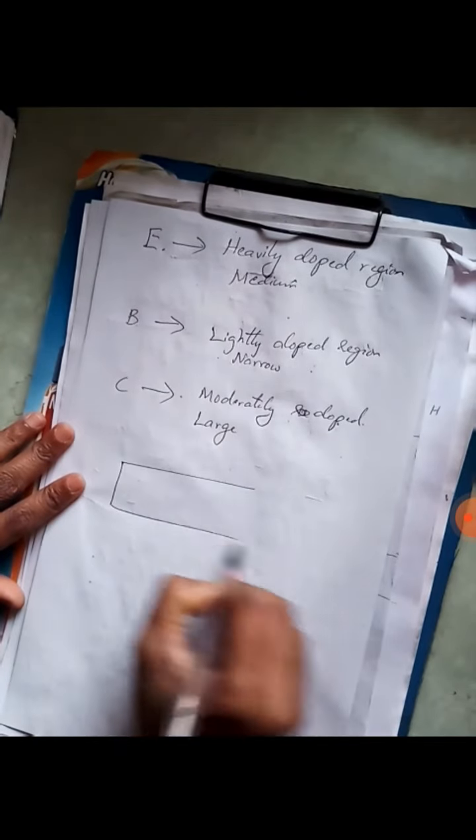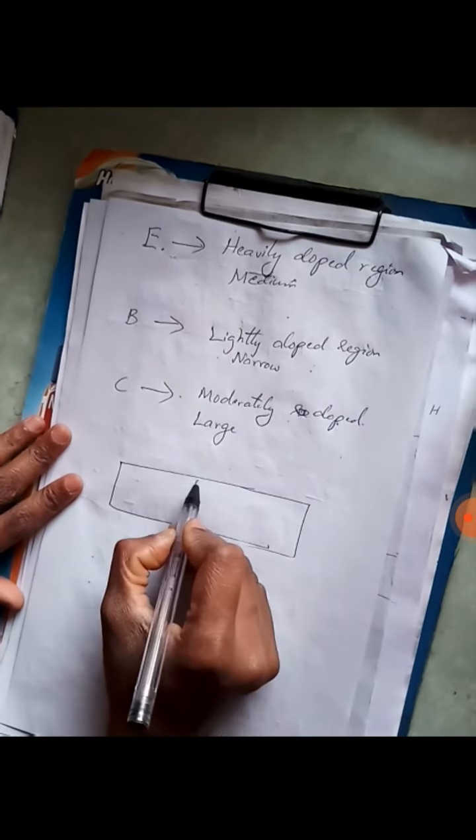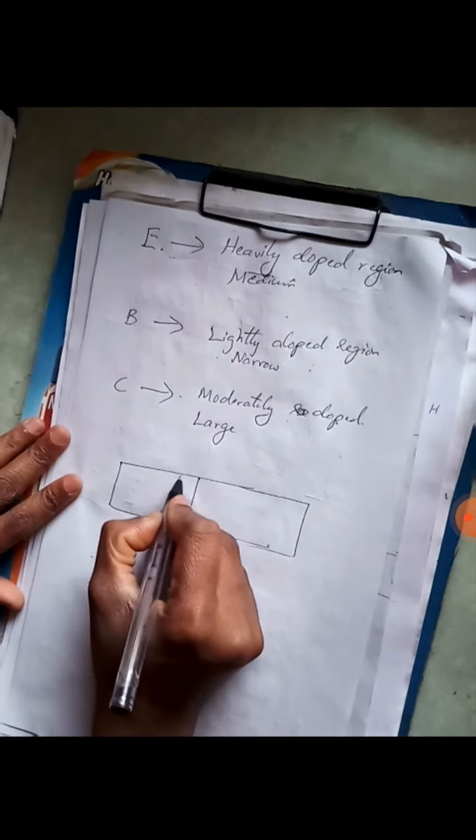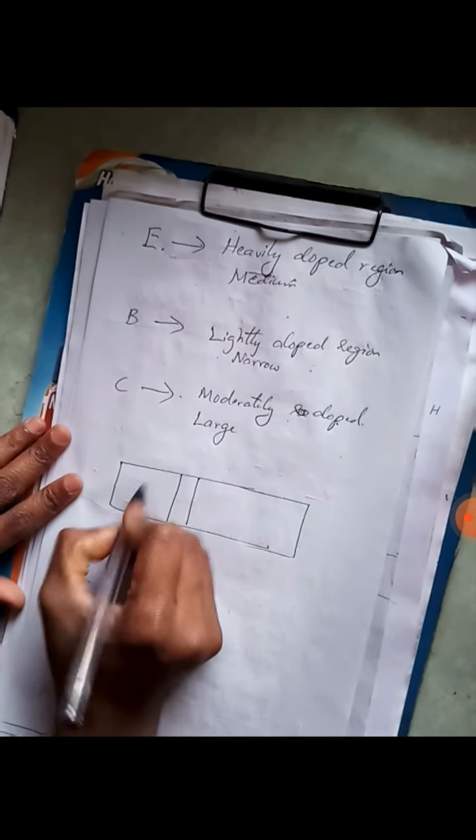So when we have to represent this, the collector terminal will be very large in size, the base terminal will be very narrow, and the emitter terminal will be bigger in size. So these are the three terminals.